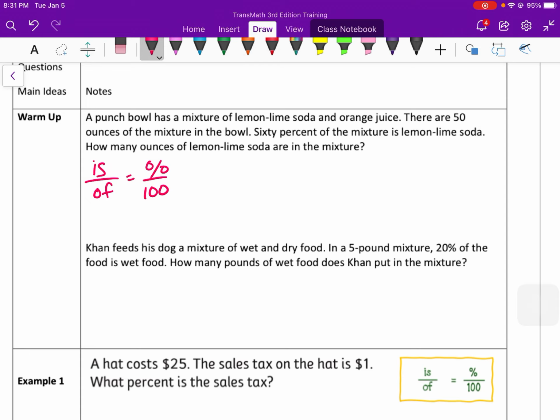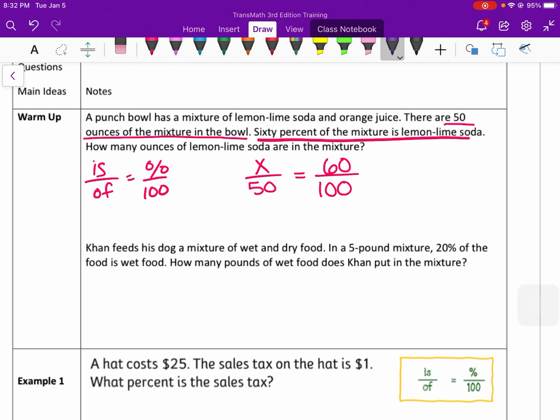The punch bowl has lemon lime soda and orange juice. There are 50 ounces in the bowl, so there are a total of 50 ounces in the bowl. Then it says 60% is lemon lime soda, so the percent is 60 over 100. How many ounces are lemon lime soda? So we can set it up like that. The 60 goes in the percent spot and the 50 is the total amount.